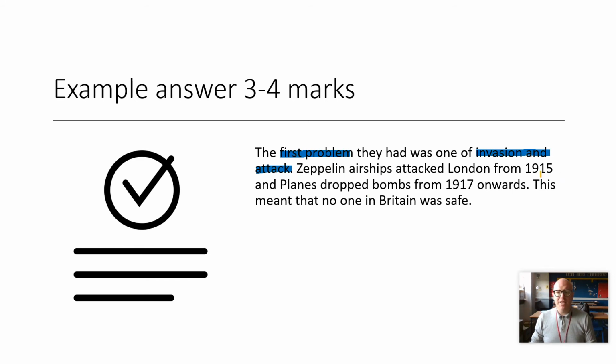Zeppelin airships attack London from 1915. So we've got, again, the Zeppelin, and they attack London from 1915. And planes drop bombs from 1917 onwards. So we've got a little bit of knowledge going on there. And then we have, this meant that no one was safe in Britain. So for you, the question was the British public. This is saying it was a problem because it meant no one was safe. It wasn't just the soldiers.